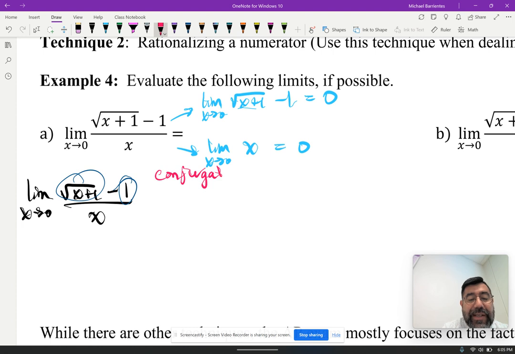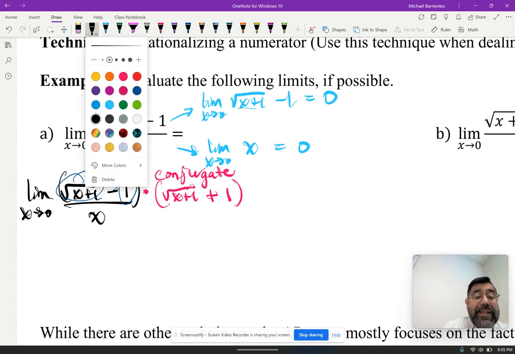The conjugate is the same two things I circled, but with the opposite operation. So the conjugate would be the square root of x plus 1, because that's the first term, and 1, because that's the second term. But instead of subtraction, we're adding. So we're going to multiply this times the original numerator.